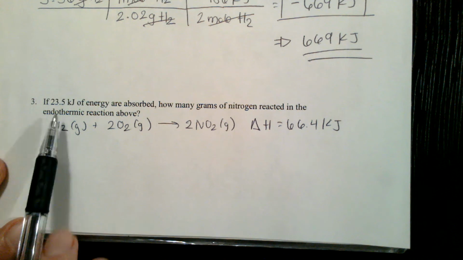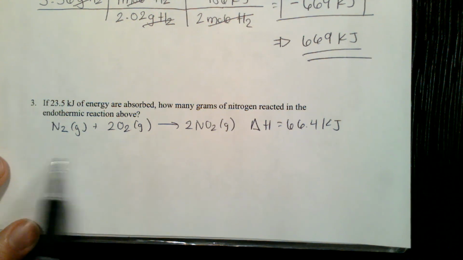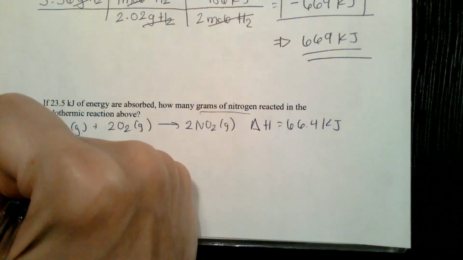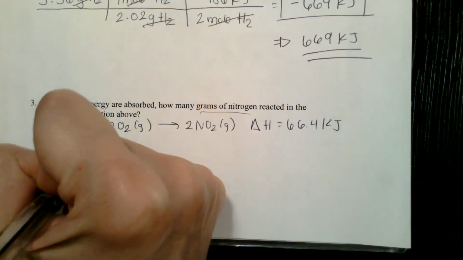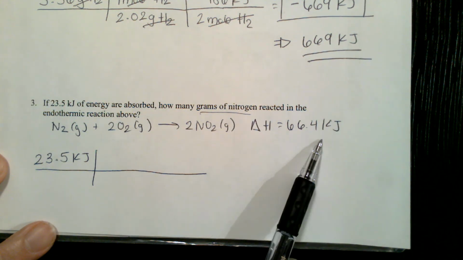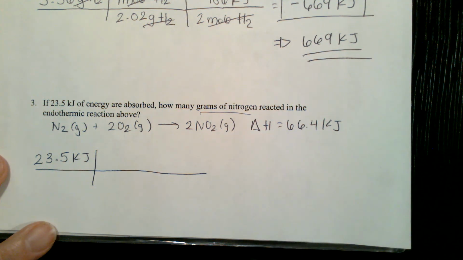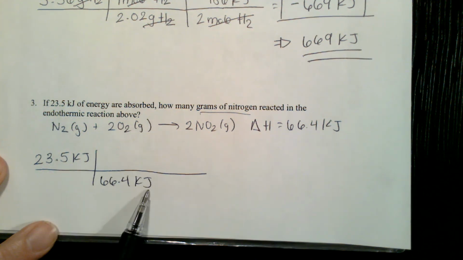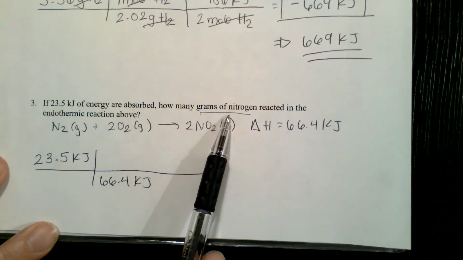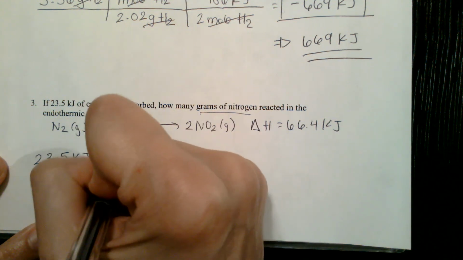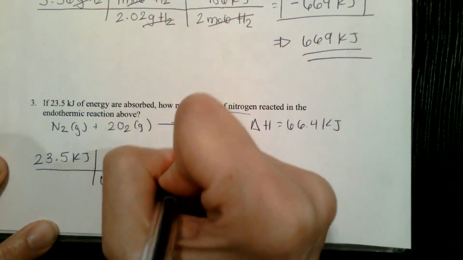Okay, so now we're going to do essentially the same thing, but now we're starting with energy and working our way to grams of nitrogen. So we have 23.5 kilojoules. If we look at this reaction, the energy required for this reaction is 66.4, so that's going to be down here. That's going to end up canceling with that. And they're asking us to solve for mass of nitrogen, so we're going to use this and the coefficient of nitrogen, which is 1. So 1 mole of N2.